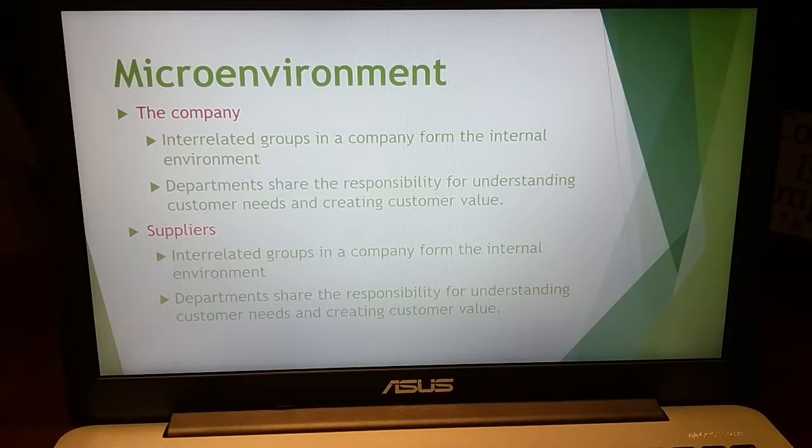So those are suppliers. And the thing is that suppliers play an important role because suppliers need to understand your customers just as much as you do, because they're trying to create value and build relationships with you, just as you're trying to build value and create relationships with your customers. They're just as interested. So microenvironment: the company, suppliers.